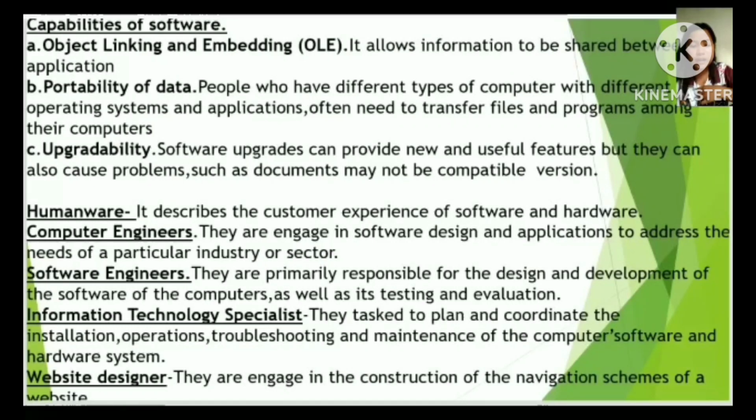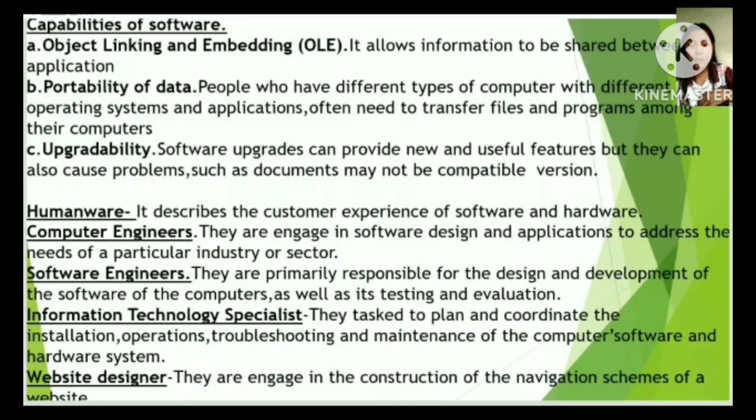Computer engineers are engaged in software design and application to address the need of a particular industry or sector. They are primarily responsible for the update in the software as well as providing additional customization of current software to ensure system functionality. They design, build, and test hardware components in a system. A computer engineer works with software developers to ensure the hardware and software work in tandem while balancing factors such as performance and material costs.